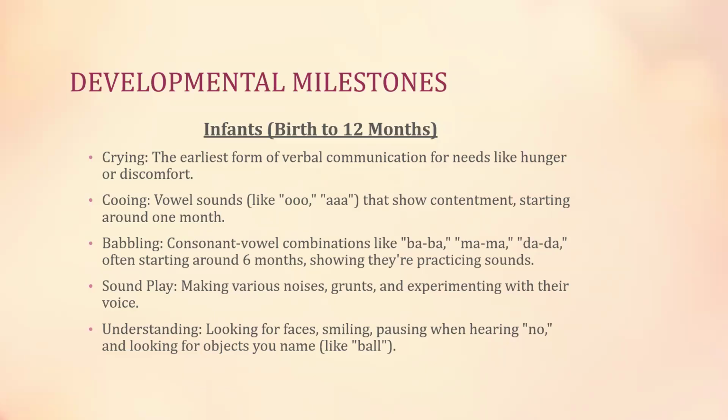Starting around 6 months, children should start to babble. This is using consonant vowel combinations like baba, mama, dada. This is showing that they're practicing sounds. At infancy, children at this age should also be participating in sound play, making various noises, grunts, or experimenting with their voice.